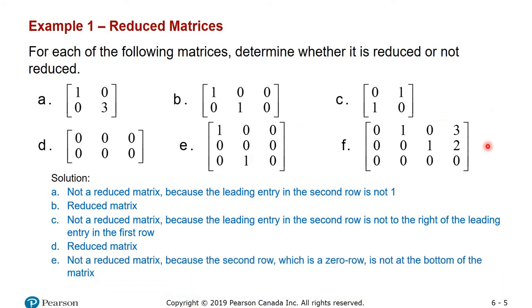Now look at matrix F. Is this reduced or not? We have a row of zeros. It is at the bottom. We have that the first non-zero entry is 1 in that row. The first non-zero entry is also 1 in that row. So condition 2 is satisfied.